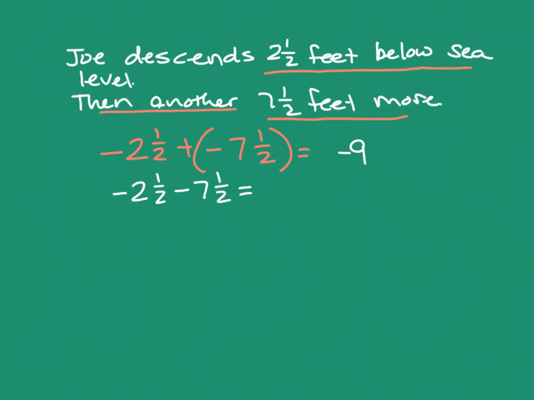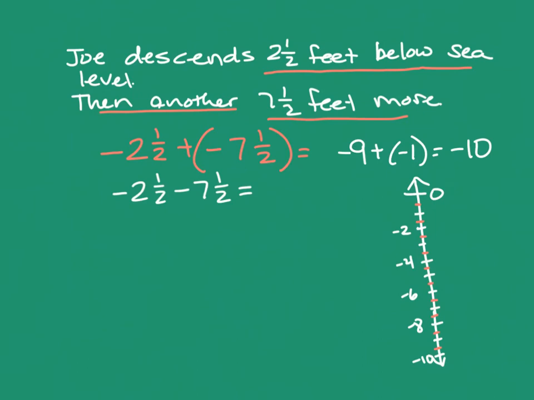But also, I have this 1/2 and this 1/2 that I'm putting together. I went 1/2 deep and another 1/2 deep. That's a whole other -1 deep when you put those together. So it will all equal a -10. He went -10 deep. Let's see that on a number line.